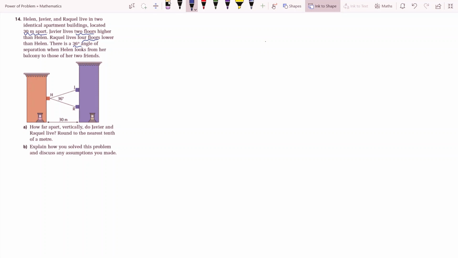How far apart vertically do Javier and Raquel live? Round to the nearest tenth of a meter. Okay, so this is what we're trying to find, how far apart Javier and Raquel live. And to do so, let's create a nice little diagram.